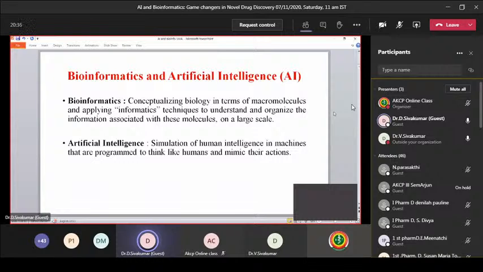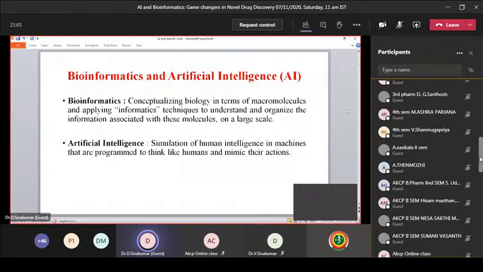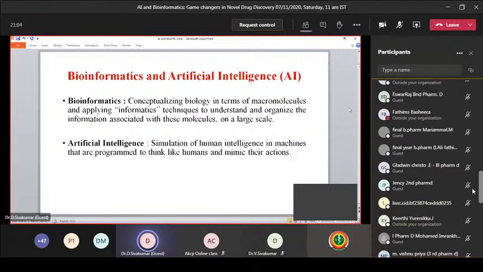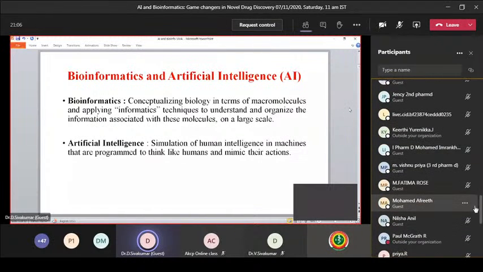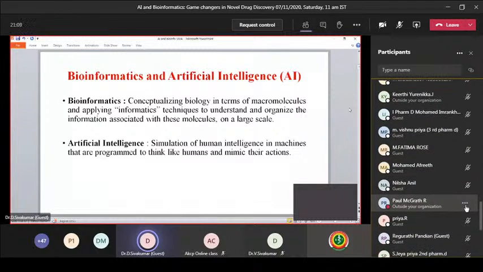There are several definitions available for bioinformatics. One such is that you can use biology in terms of macromolecules. For us here, it is going to be a protein or a DNA, and applying information techniques to understand and organize the information associated with these molecules on a large scale. You can put it into any scale: if you use genome level data, you call it genomics; if you use protein level data, proteomics, and so on. There are so many jargons in bioinformatics and there are many disciplines also. It all comes under one roof.